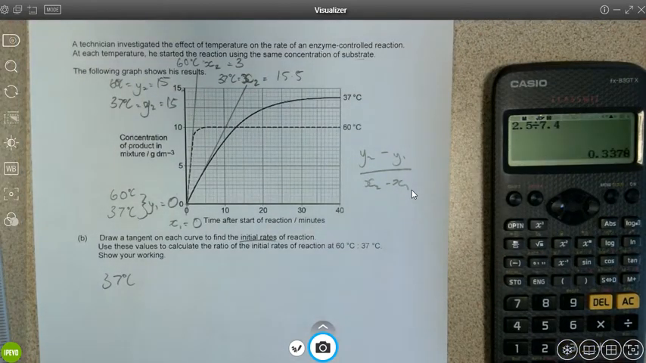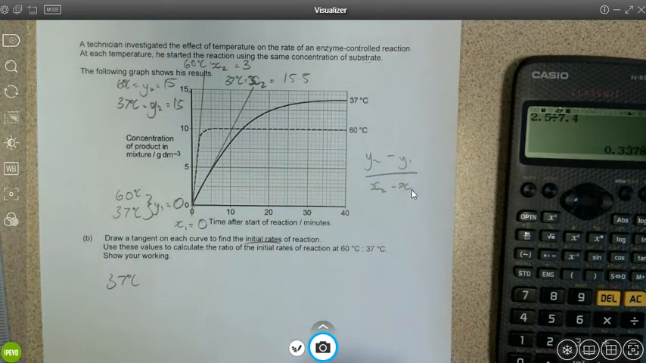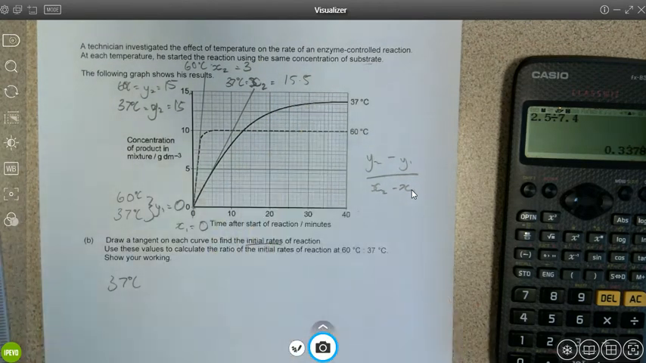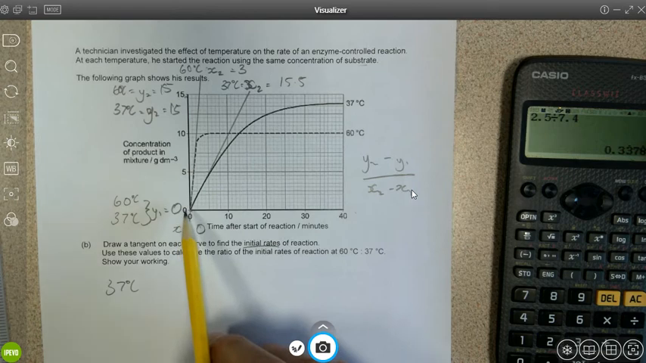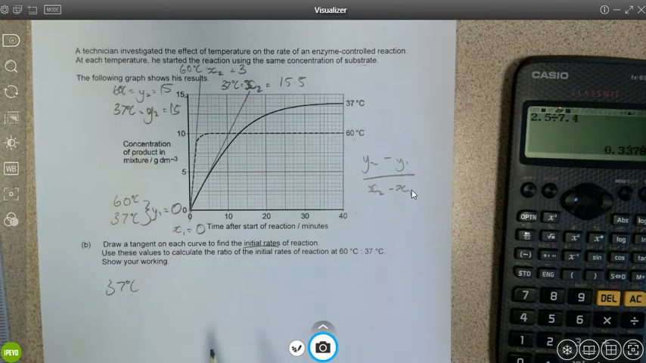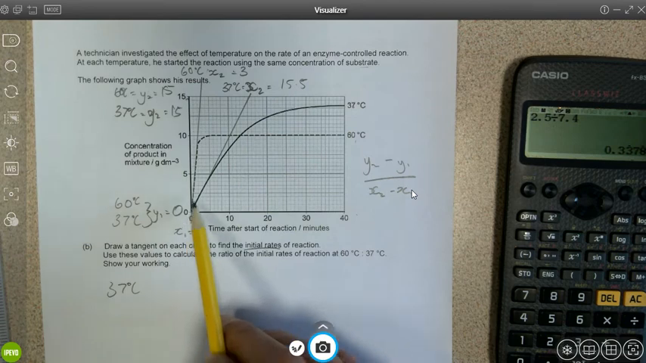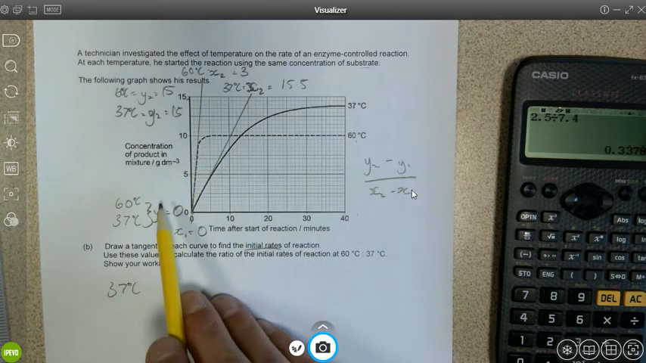Okay, that previous video finished a bit prematurely, but I will continue with this question, looking at the effect of temperature and the rate of an enzyme control reaction. In this video, if you've watched the first one, you'll know that you need to determine the initial rates of two different reactions, one at 37 degrees, one at 60 degrees. And so far, I had drawn the tangents to show the initial rates for these two graphs.